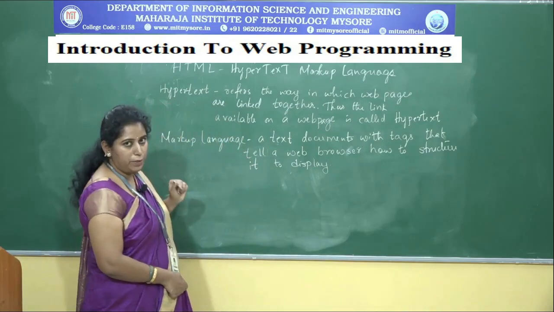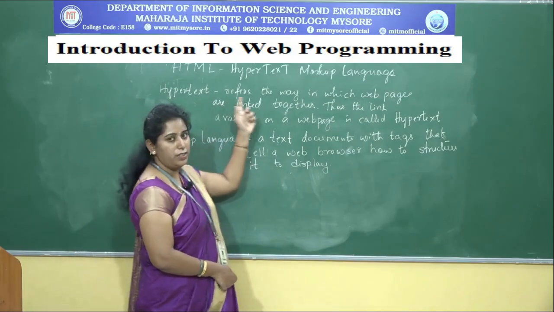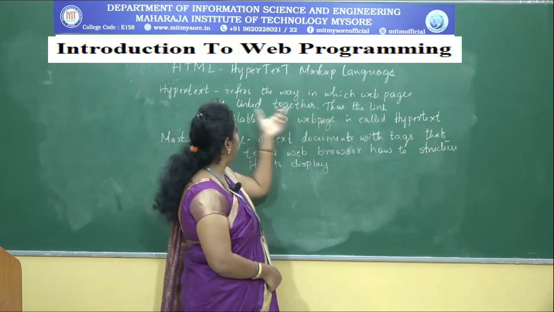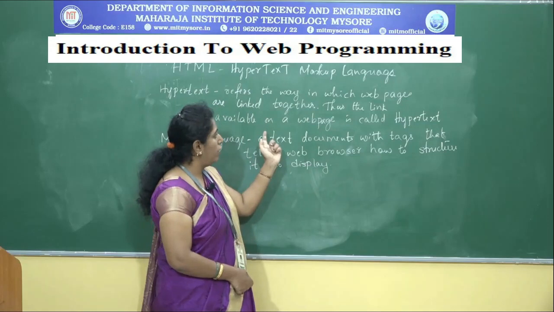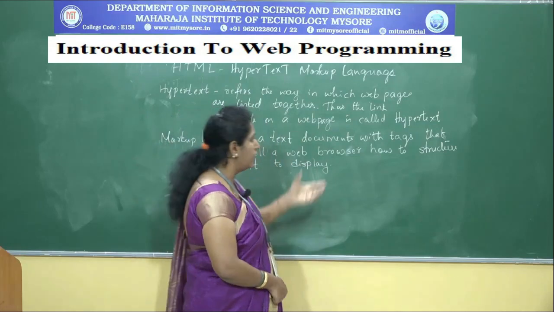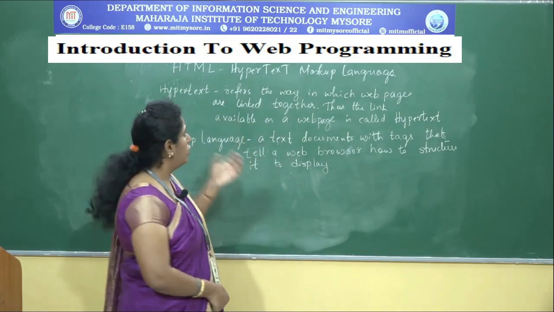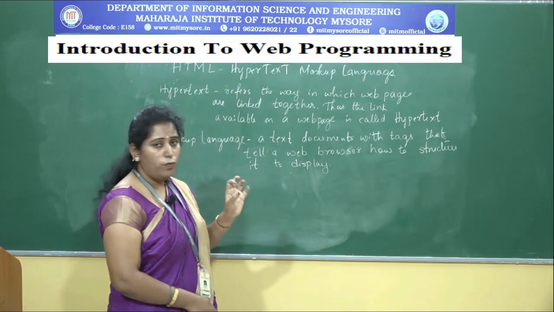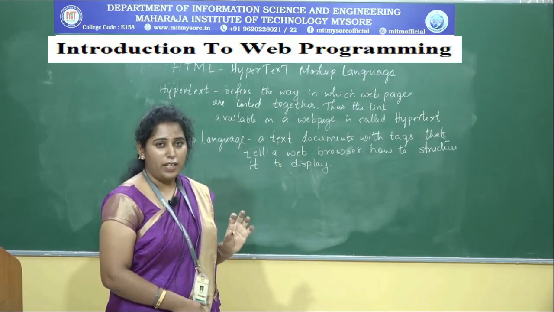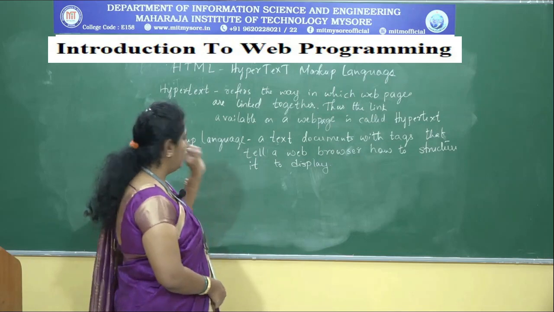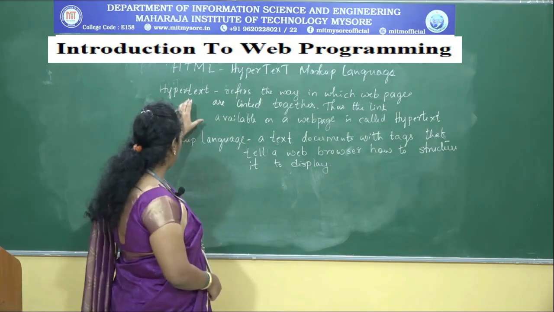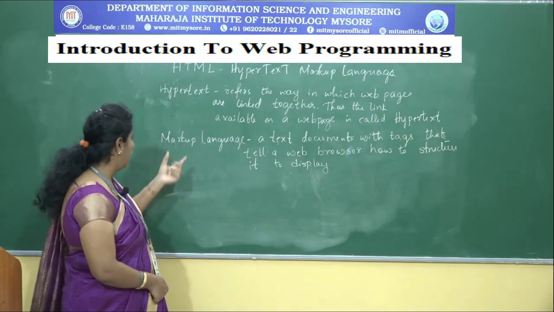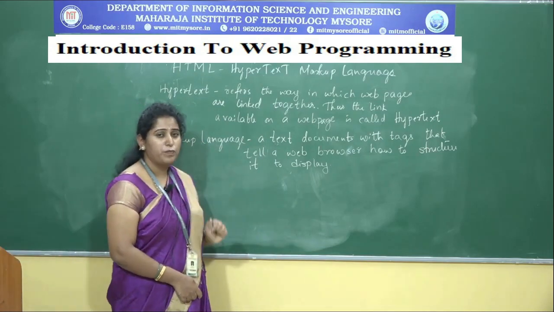So, what is hypertext meant for? It refers to the way in which web pages are linked together. Thus, the link available on a web page is called hypertext. So, this is very clear. Pages are linked together, is it right? That has been achieved through the HTML language. So, that is defined as hypertext markup language.